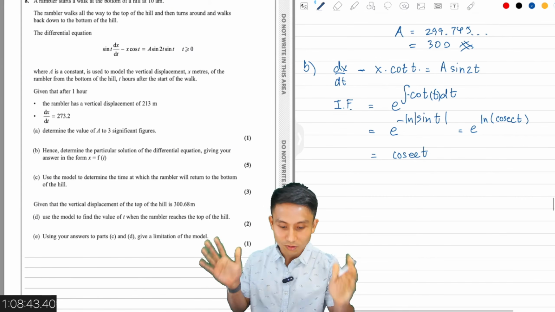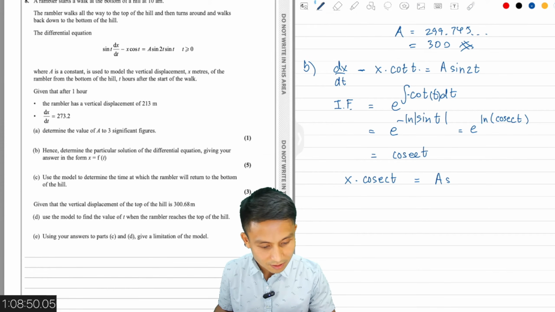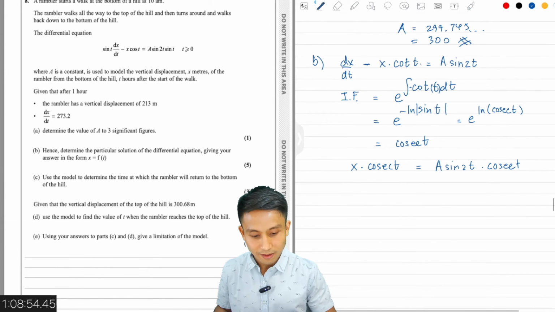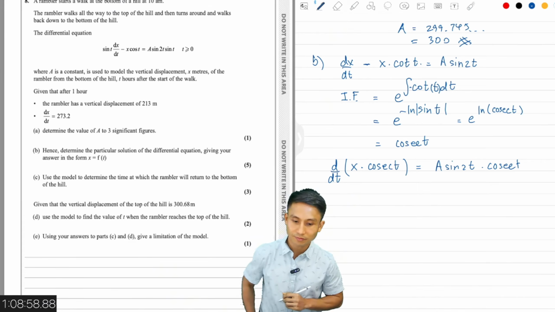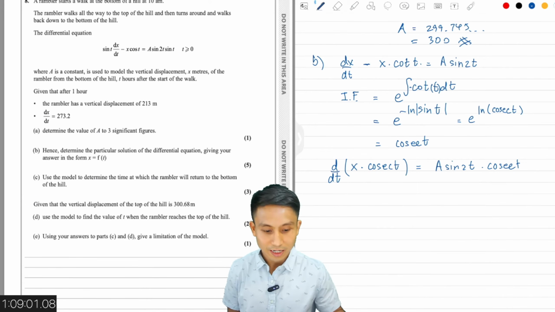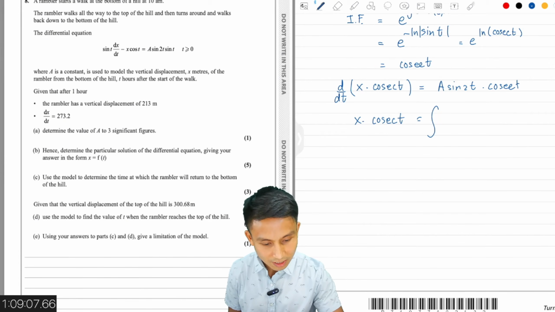So this is basically cosec t, right? And you're going to multiply that, so we have x times cosec t equals a sine 2t times cosec t. Basically the step here. And you can say that this is d by dt of x cosec t equals that. And now you need to just integrate both sides. So you have x cosec t equals, integrating both sides, the integral. Let me put a outside that. So sine 2t, cosec is 1 over sine t here, dt.